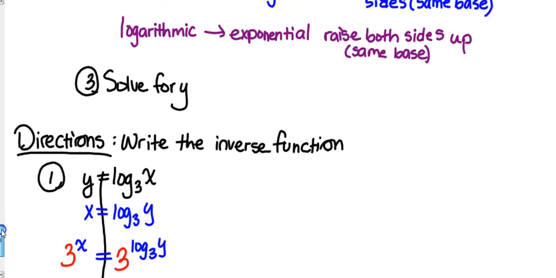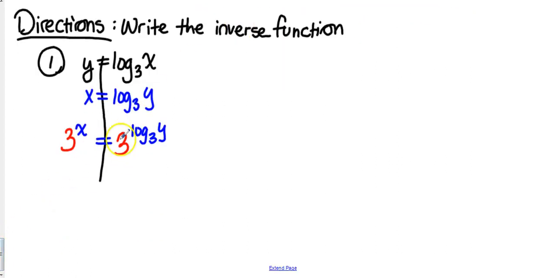Now that we've done that, we are told to solve for y. So let's see. 3 to the x is going to stay. But now what happens? Using the inverse properties that log and exponentials have, I know that 3 to the log base 3 cancels, and it leaves me y. Directions said solve for y. In this case, we're done. So my inverse function is y equals 3 to the x.